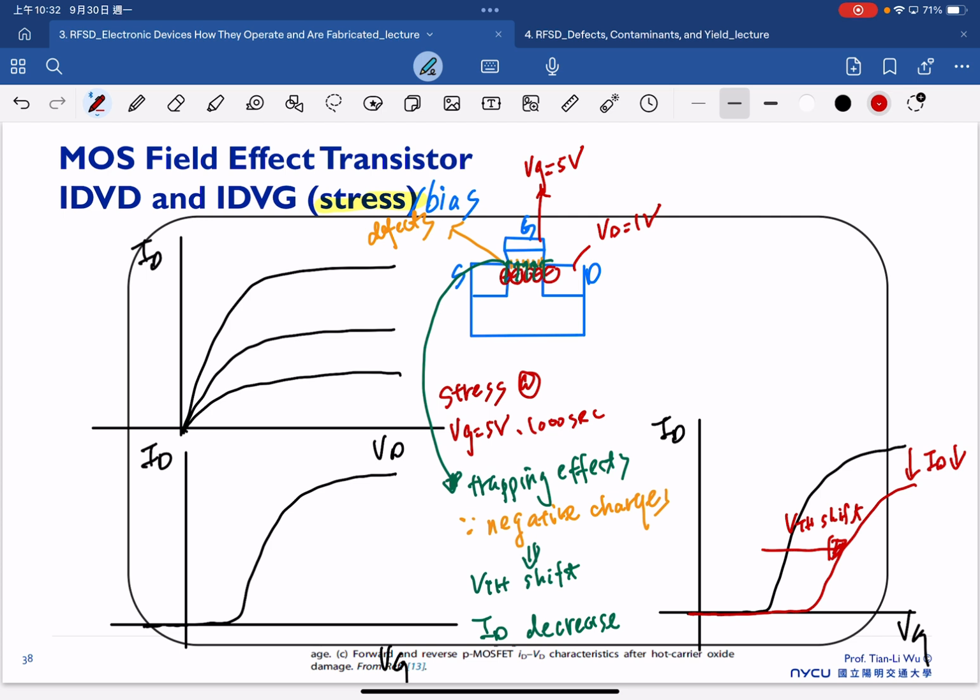Because the transistor is always biased with the same operation voltage here. So now our threshold voltage shifts to the right. That means we are applying the same gate bias, so the amount of current here is decreased compared to the previous one. So generally we will foresee a parallel shift to the right as well. This current decrease can also be reflected in the case of the IDVD.